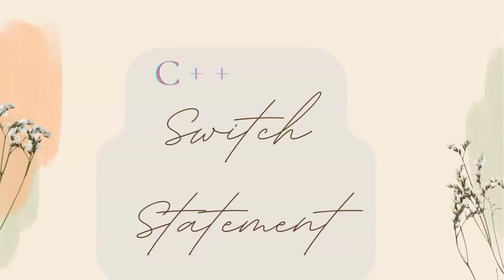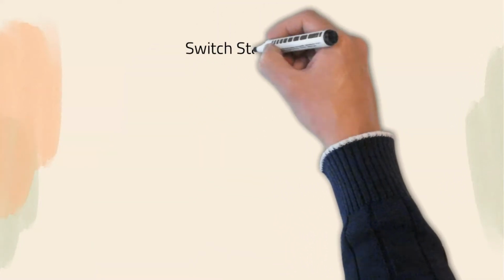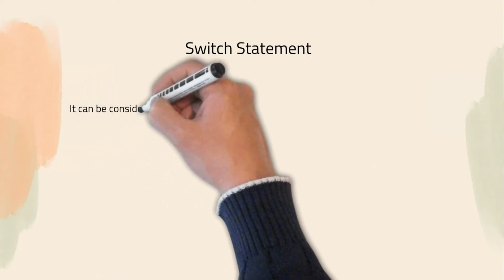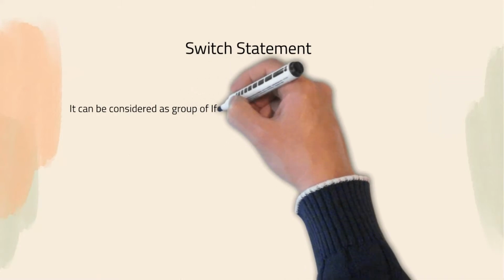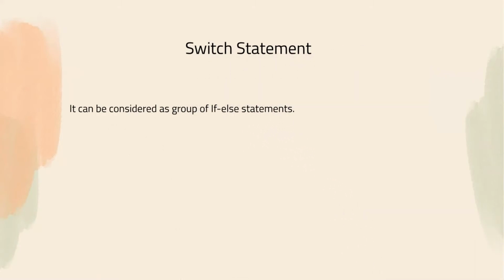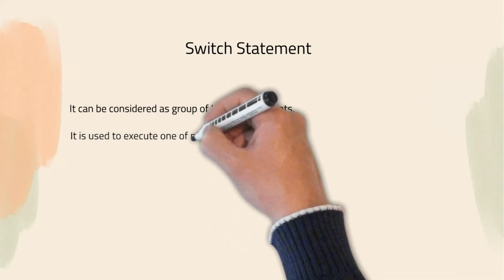In this video, we will discuss switch statements and their usage in C++ programming. Switch statements can be considered as a group of if-else statements. It is used to execute one of the many case statements.